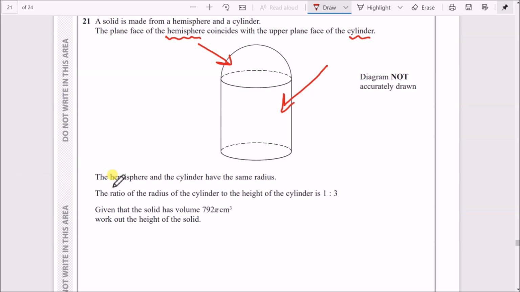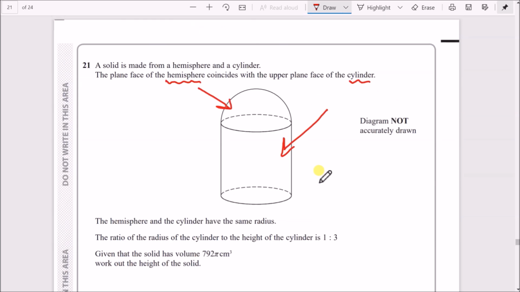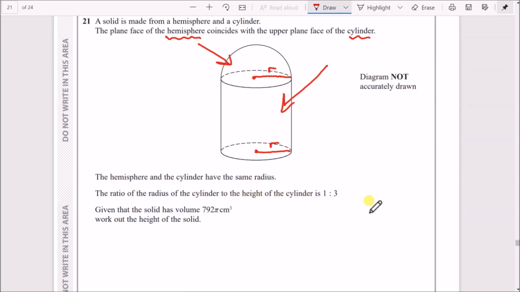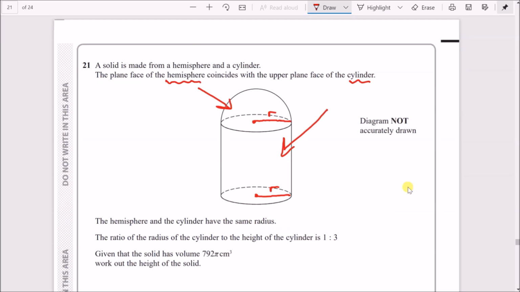On the next part, it says that the hemisphere and the cylinder have the same radius. This is because they're both decked up in the same way. So you can imagine there's a radius here, and the bottom half also has a radius like that, yeah? The ratio of the radius of the cylinder to the height of the cylinder is 1 to 3. So if we imagine some vertical height like that, let's call it h. What he's trying to say is that the radius of this shape, as one part, must be equivalent to this side as 3 parts. So this is basically 3 times the radius. Let's call the radius x for a second, so let r equal x. That means the height must be 3 times x.